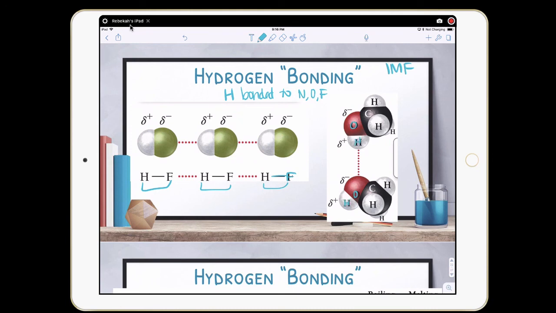So the reason why it's just a fancy, strong dipole-dipole interaction. This is a really strong dipole-dipole because the electronegativity difference between hydrogen and N, O, or F is so great. So like in dipole-dipole, this is a little negative, this is a little positive. In hydrogen bonding, this is really negative and this is really positive. And so that just creates a much stronger interaction here. That's it. It's just a fancy, very, very strong dipole-dipole interaction.